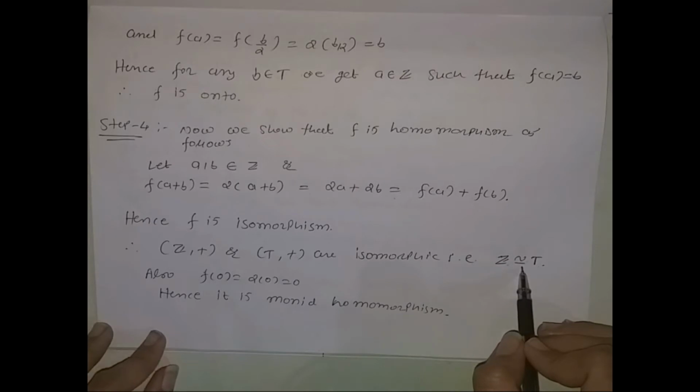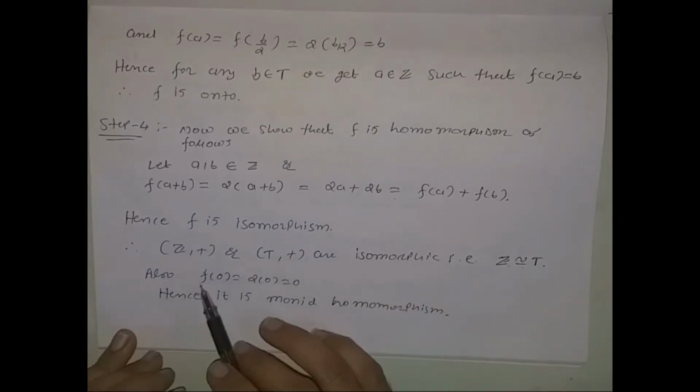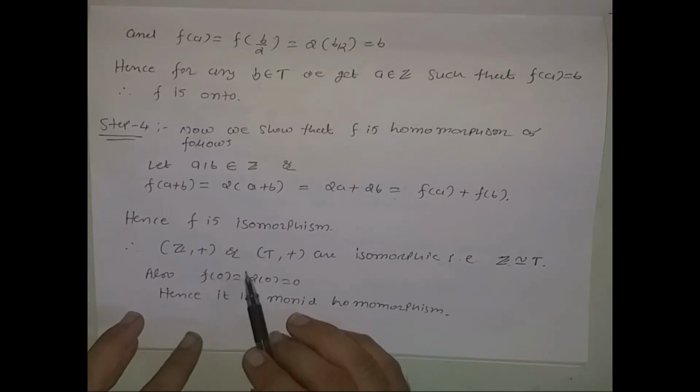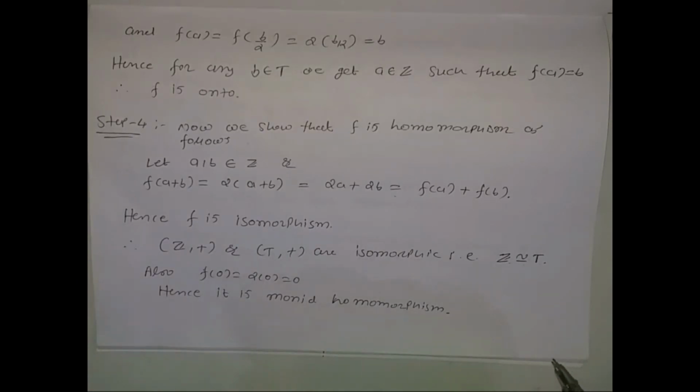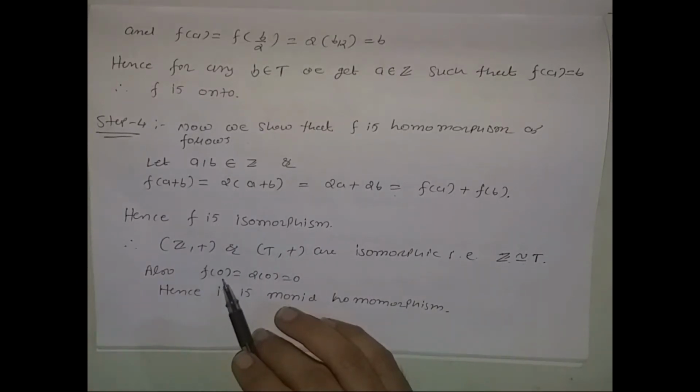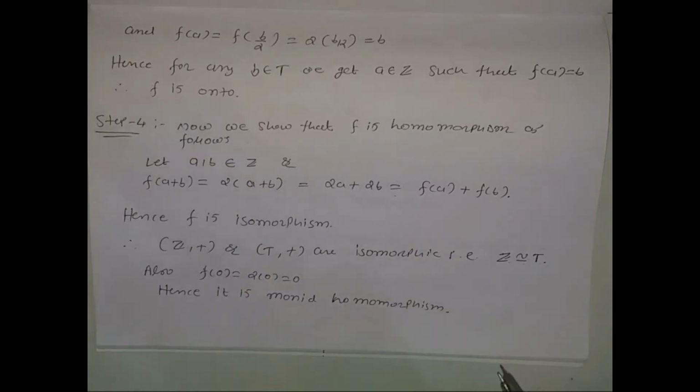This is the symbol for isomorphic groups or semigroups. Now if we consider f of 0 is equal to 2 into 0 is equal to 0, that is, it is also a monoid homomorphism. Okay, 0 is the identity element in both our semigroups. Now let us move to the next example.